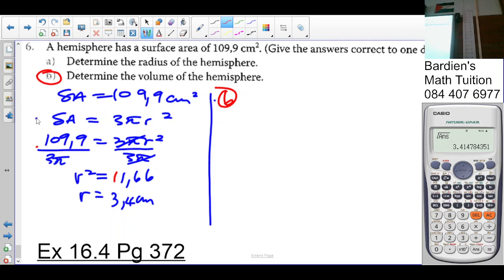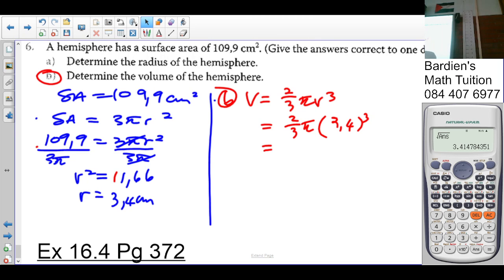Then the B part of the question says, determine the volume of the hemisphere. How do you calculate volume? It's 2/3 pi r cubed. Not so? For a sphere it is 4/3 pi r cubed, half of that. So it's 2/3 pi, what's the radius? 3.4 cubed. So it's going to be 2/3 pi times answer cubed, which is 83.4 centimeters.